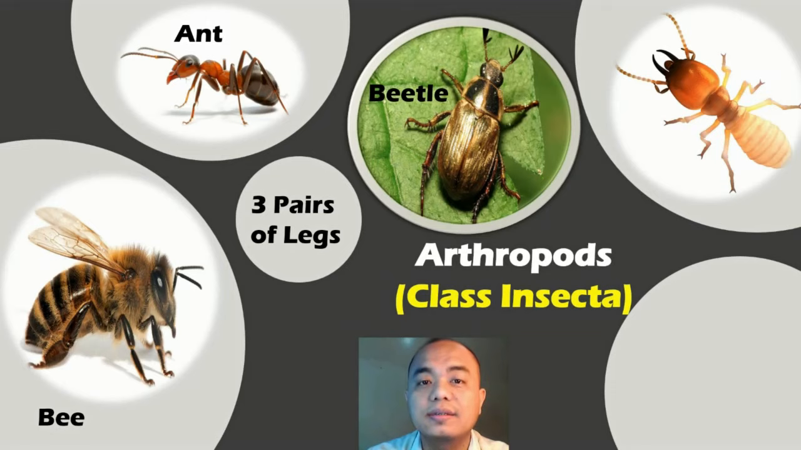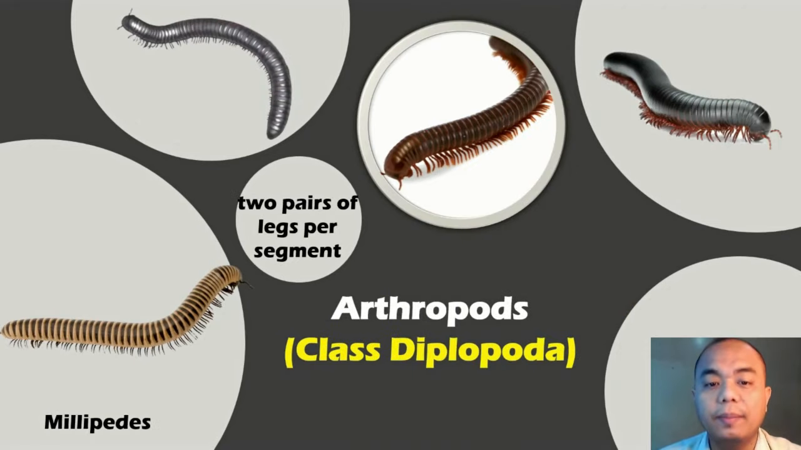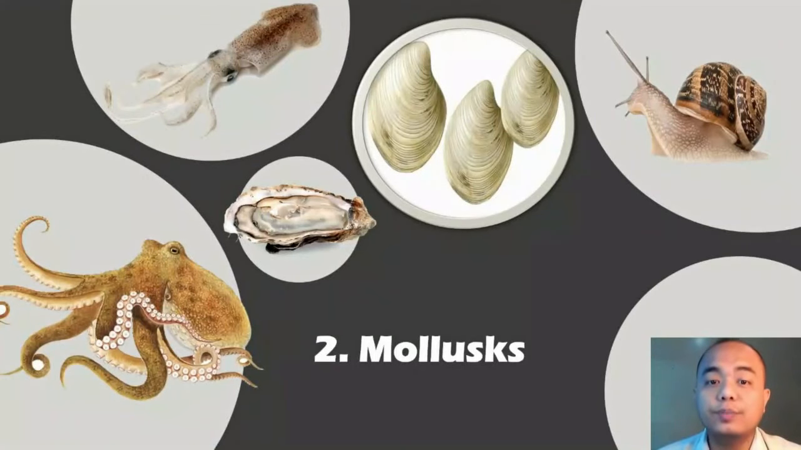Next is the termite or anay. And we have, what's that? Obviously, that's butterfly. Butterflies are also insects. So, millipedes are under arthropods, specifically the myriapods or the class Diplopoda. Let's proceed to the second group of invertebrate. We are done with the arthropods. Let's go to the mollusks. So these are examples of the mollusks. Can you identify some of these animals?